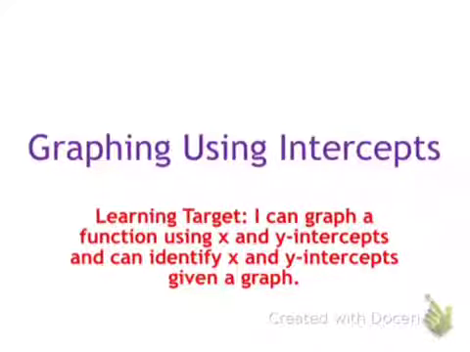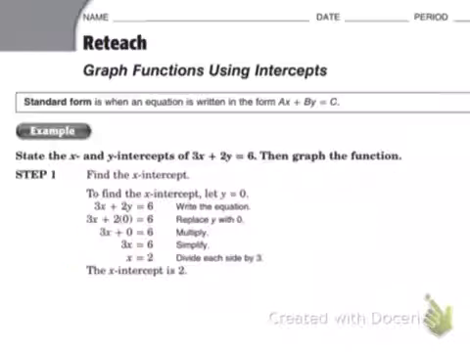intercepts given a graph. Okay, so make sure you picked up the reteach worksheet out of the blue tray on my desk so that you can take notes on that. Alright, so here we go, the reteach worksheet. Example 1 says state the x and y intercepts of 3x plus 2y equals 6, then graph the function.